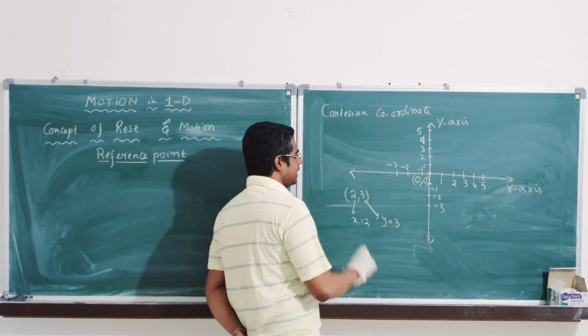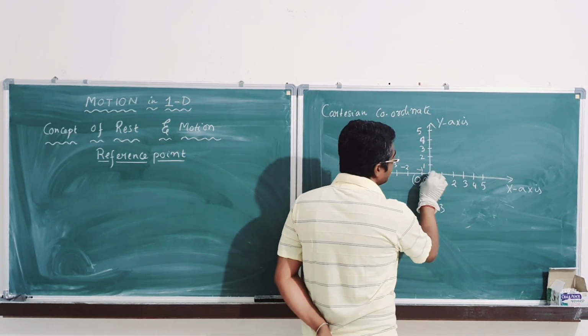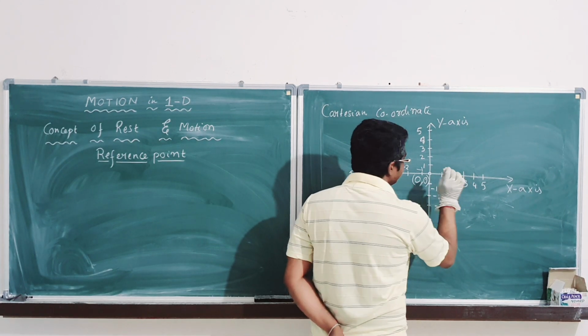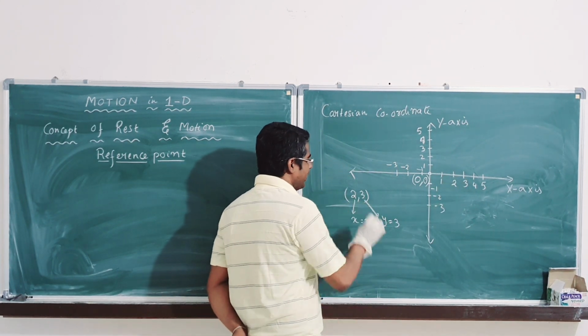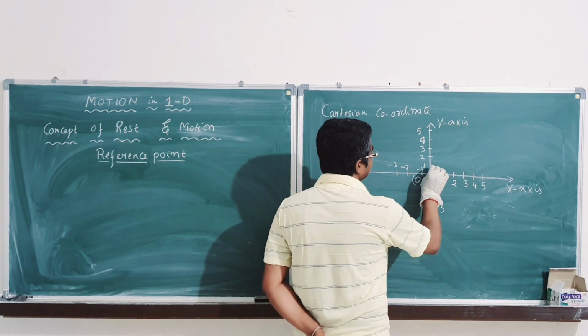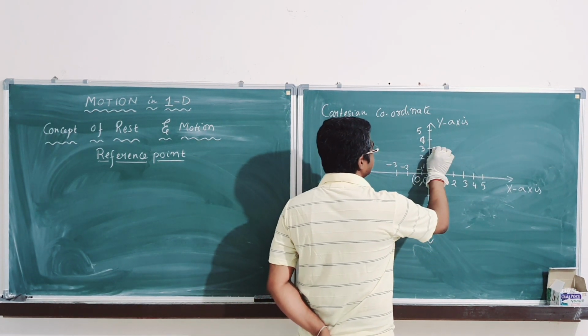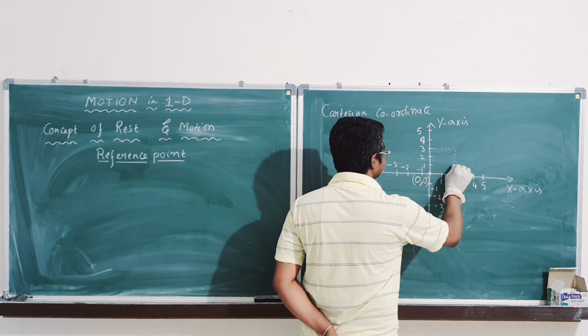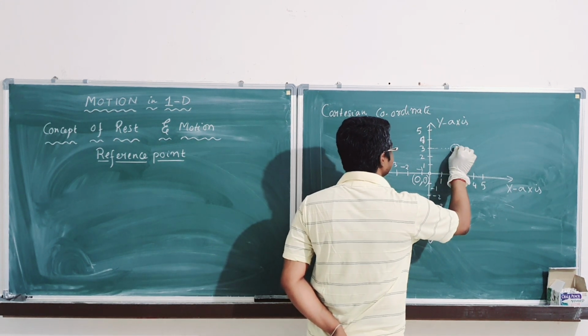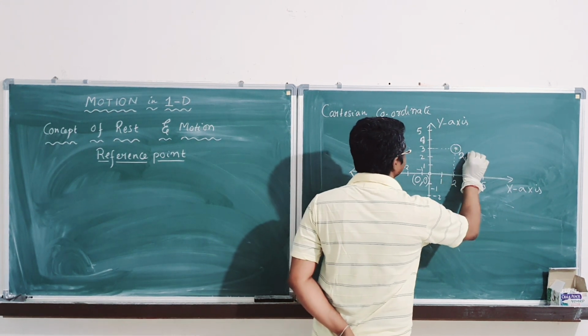If x is equal to 2, we start from 0, 1, 2. So this is the point of x equal to 2. But y also is equal to 3, so I also have to go 1, 2, 3. This is y. So I come to this point, and this is my point 2, 3.